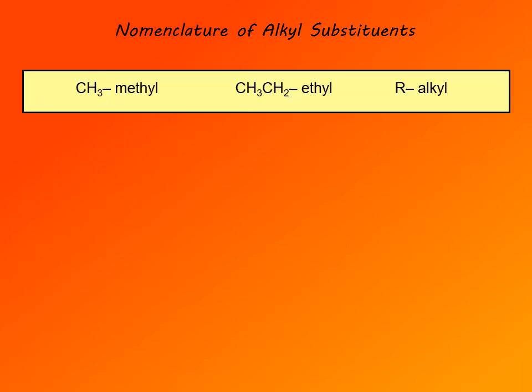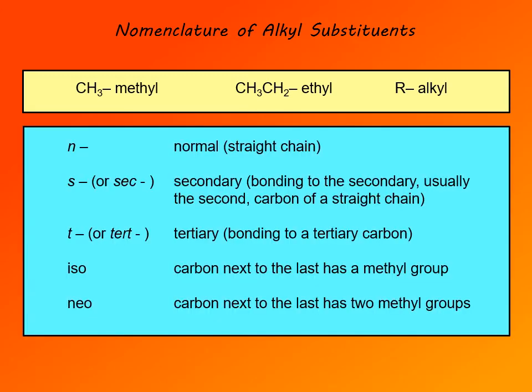These designations, secondary, tertiary, are sometimes used in nomenclature of alkyl substituents. We already covered nomenclature of alkyl substituents, and you may recall that we name alkyl substituents after the name of the corresponding alkane with the same number of carbon atoms, by dropping the A-N-E suffix of the alkane and replacing it with Y-L to indicate that it's an alkyl group. So CH3 would be a methyl group, CH3CH2 an ethyl group, or in general, R is the symbol for an alkyl group.